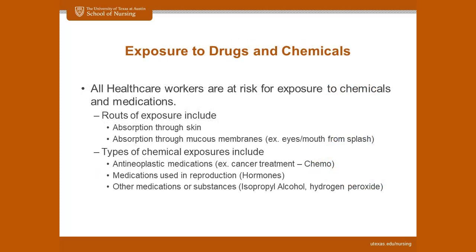Exposure to drugs and chemicals. All healthcare workers are at risk for exposure to chemicals and medications. Routes of exposure include absorption through the skin and absorption through mucous membranes, such as the eyes and mouth from splash. Types of chemical exposures include anti-neoplastic medications, such as cancer treatment or chemotherapy, medications used in reproduction or hormones, and other medications or substances, such as isopropyl alcohol and hydrogen peroxide.